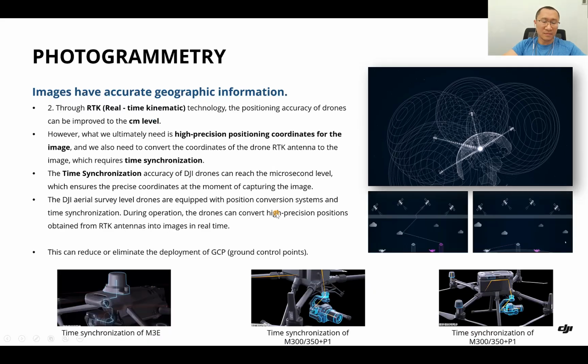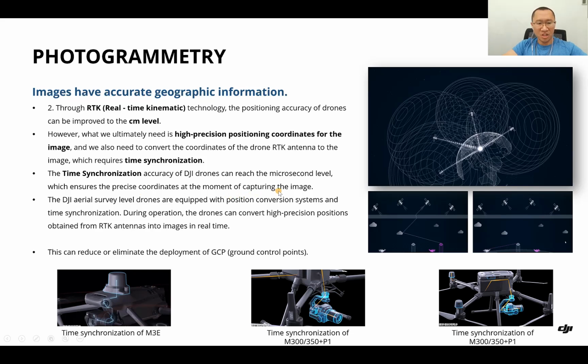The second way is to use RTK technology. The position accuracy of drones can be improved to centimeter level. However, what we ultimately need is the high precision positioning coordinates for the image. So we also need to convert the coordinates of the drone RTK antenna to the image, which requires time synchronization. The time synchronization accuracy of DJI drones can reach microsecond level, which ensures precise coordinates at the moment of capturing the image.